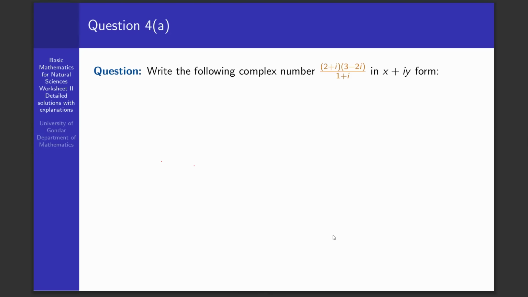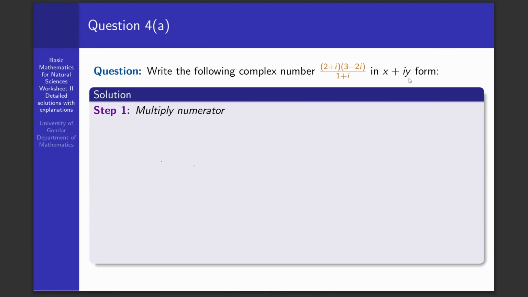Next, question number 4. We are asked to write the complex number 2 plus i multiplied by 3 minus 2i, divided by 1 plus i, in the form of x plus iy, that is in standard form.